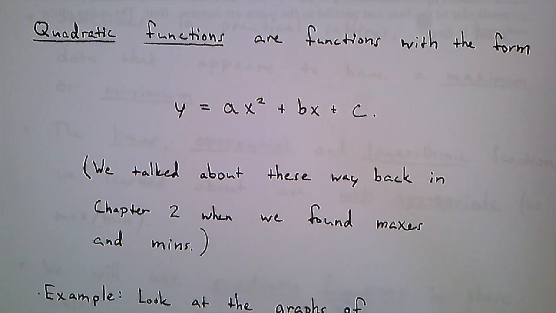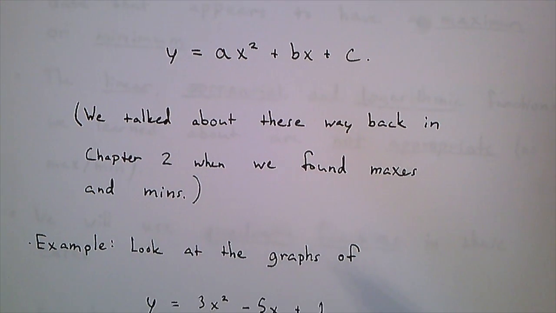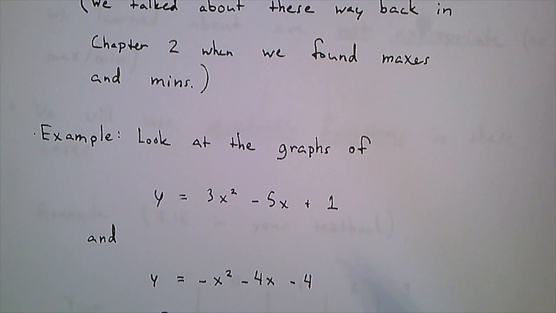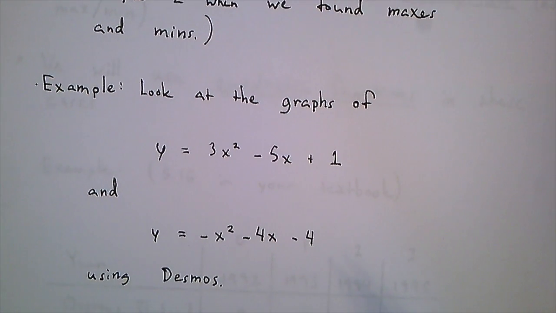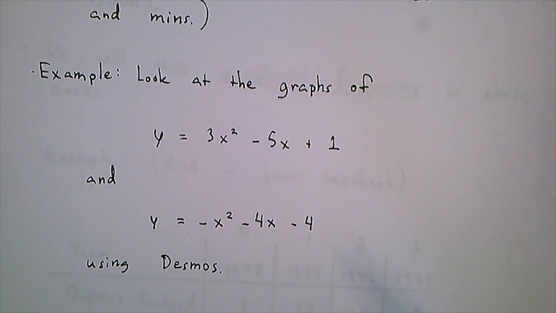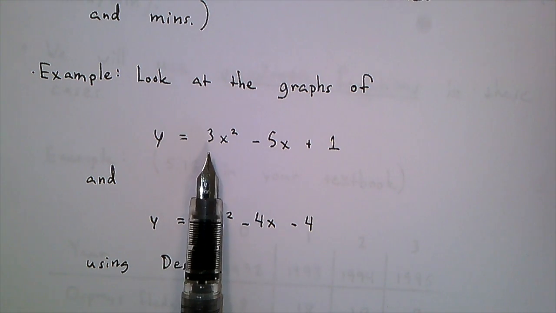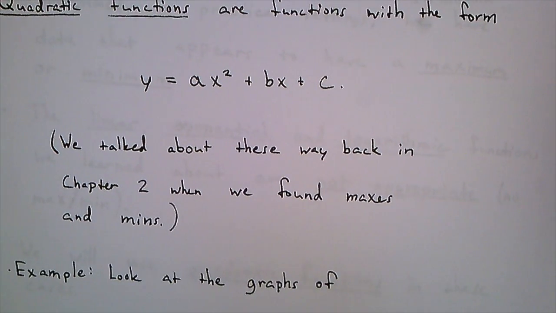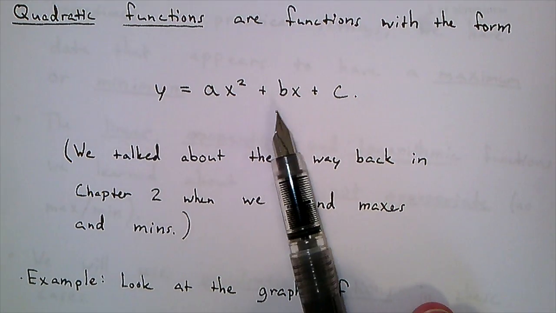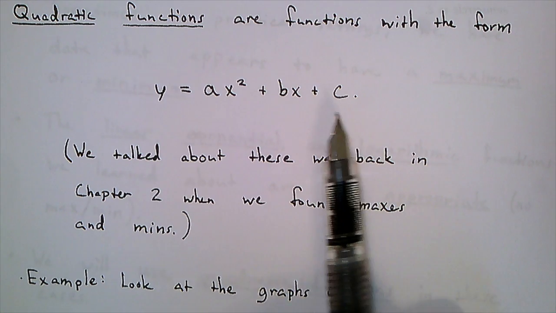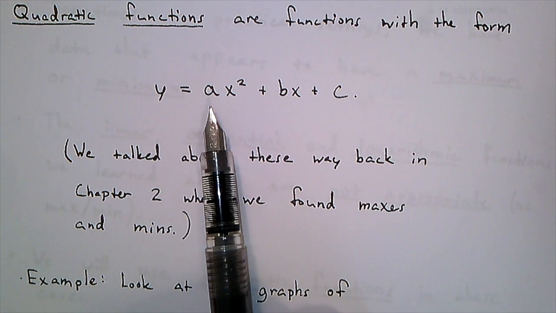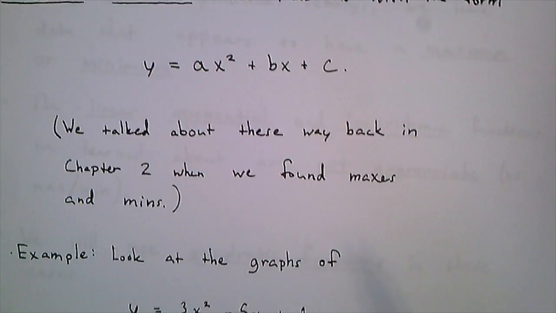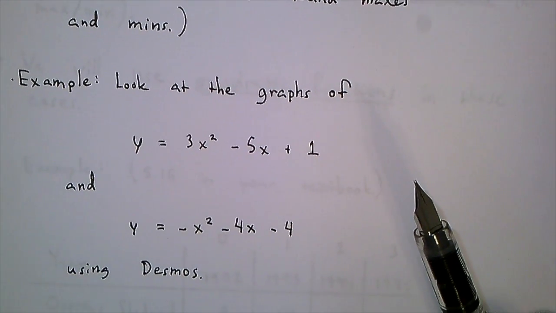To get a better idea of how quadratic functions work and what they look like, we're going to look at the graphs of two quadratic functions in Desmos. So looking at the formula, let's compare y equals ax squared plus bx plus c. Whenever you're looking at a quadratic function, these letters a, b, and c will usually be replaced by numbers.